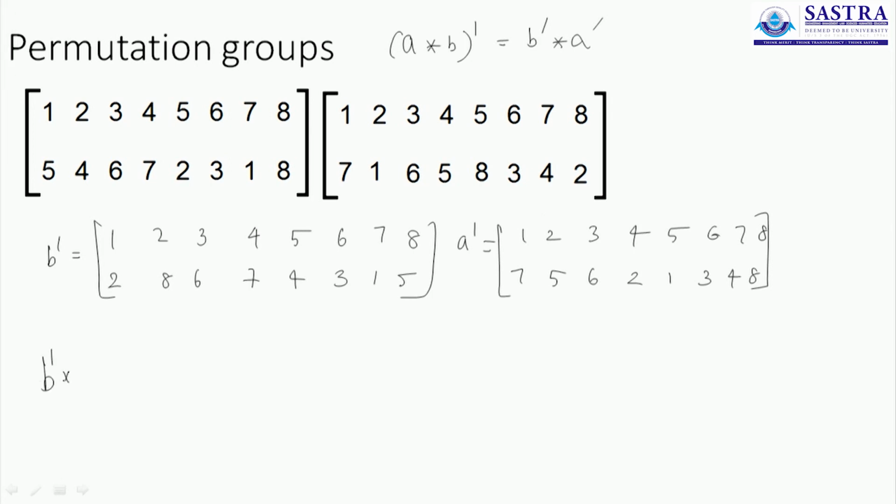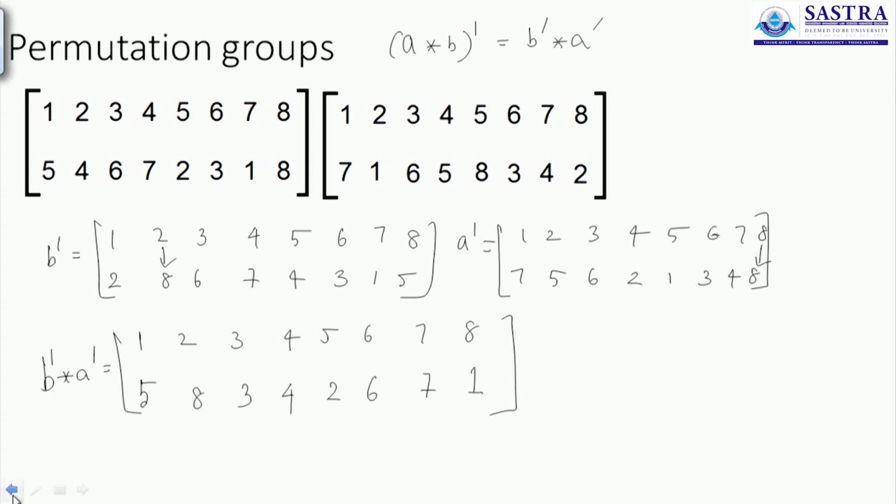Let us try and find what is B dash star A dash. Remember, we are operating from the left and we are following the images. So 1, 2, 3, 4, 5, 6, 7, 8 and now let us check the answers. 1 to 2, 2 to 5, 2 to 8, 8 to 8, 3 to 6, 6 to 3, 4 to 7 and 7 to 4, 5 to 4 and 4 to 2, 6 to 3 and 3 to 6, 7 to 1 and 1 to 7, 8 to 5 and 5 to 1. So this is the answer we got after multiplying B dash on A dash from the left.